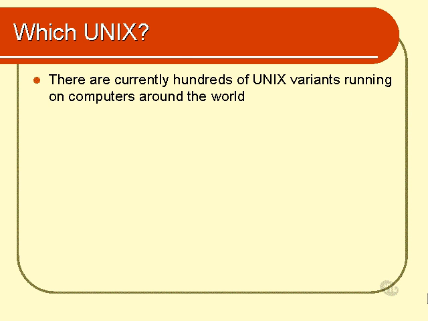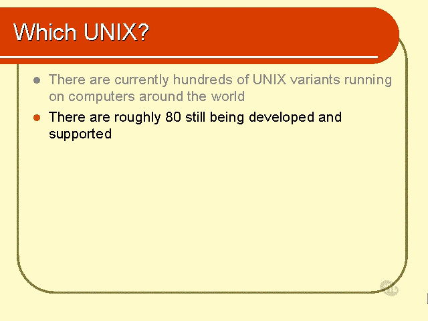Many of these are now no longer in development and are no longer supported, and you'd be hard-pressed to find a copy of any of them running on computers around the world. Nevertheless, there are still roughly about 80 being developed and supported. I'll show you a website that lists all of the major variants of Unix and also shows a good timeline of the history of the development of these variants of Unix.